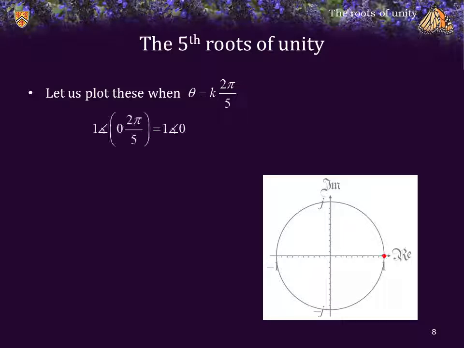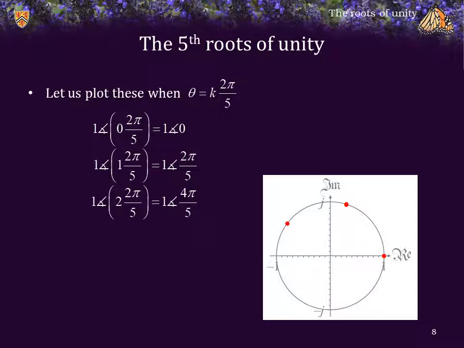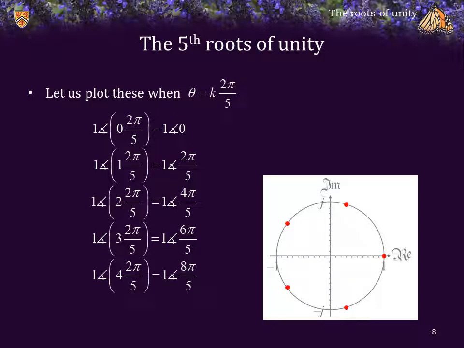First, when k is equal to 0, we get the point on the complex plane 1. When k is equal to 1, we get this second point where the angle or argument is 2 pi over 5. The next has an argument of 4 pi over 5, then 6 pi over 5, and 8 pi over 5.